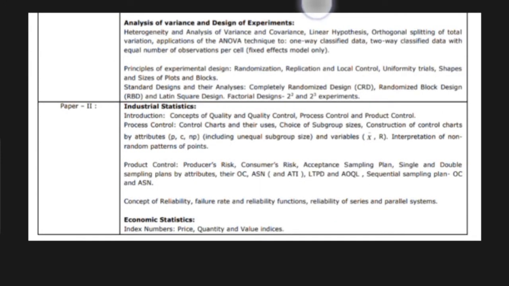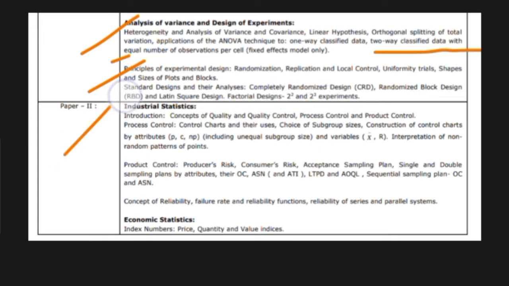The next section is based on analysis of variance and design of experiments, under which you will get questions from heterogeneity and analysis of variance and covariance, then orthogonal splitting of total variation, and applications of ANOVA, and other principles of experimental design: randomization, replication, local control, then uniformity trials, shapes and sizes of plots and blocks. Then there are the standard designs and their analysis: completely randomized design, that is CRD, randomized block design, RBD, then Latin square design, factorial designs.